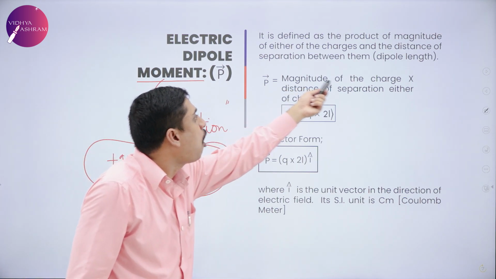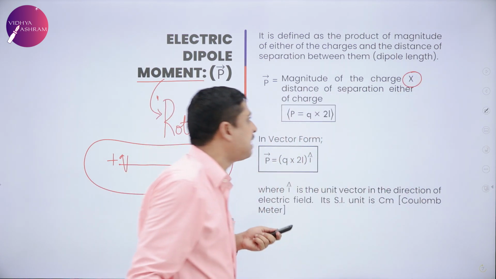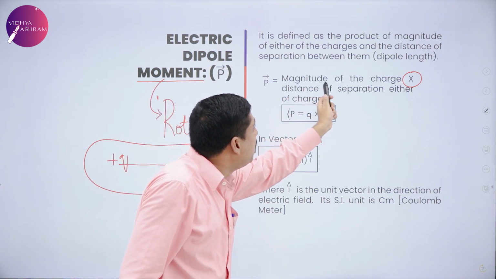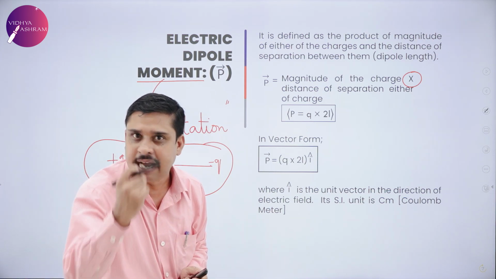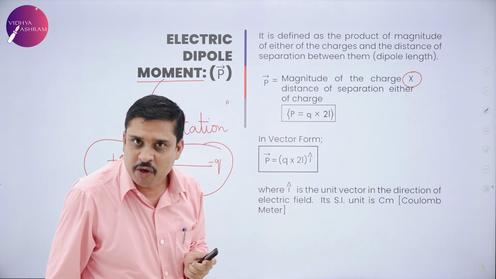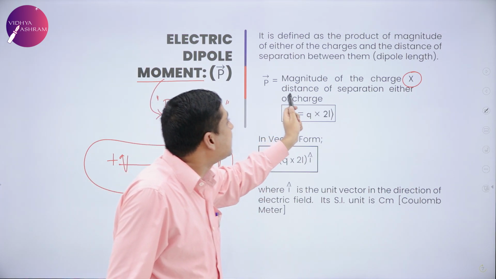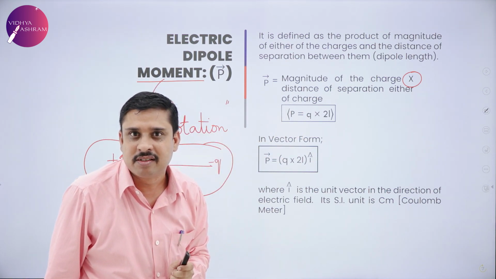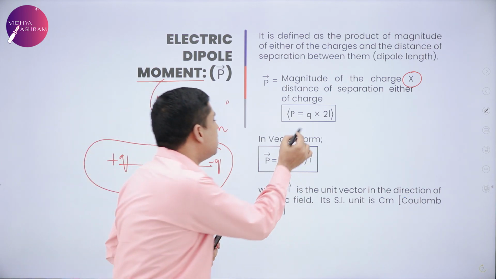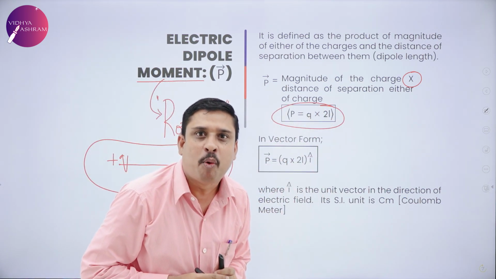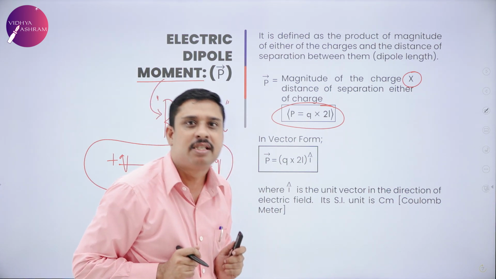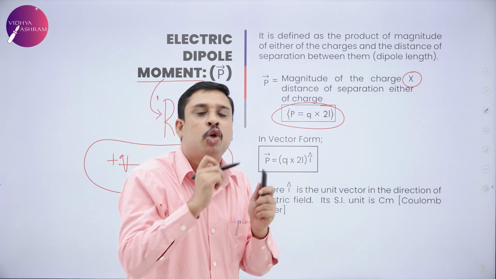Mathematically, it is defined as a product. Very important, please understand, dipole moment is a product. Product of what? Magnitude of any one of the charges. There are two charges of equal magnitude, so we consider the magnitude of any one of the charges and the distance of separation between the two charges, the dipole length. So magnitude of any one of the charges into dipole length is what we call electric dipole moment. My dear friends, please keep in mind, electric dipole moment is defined as a product. Product of what? Q into 2L.